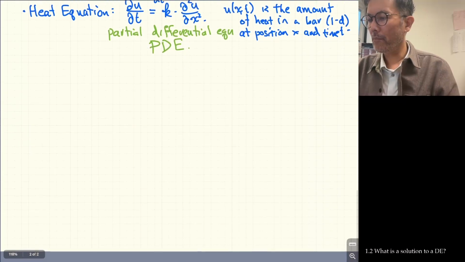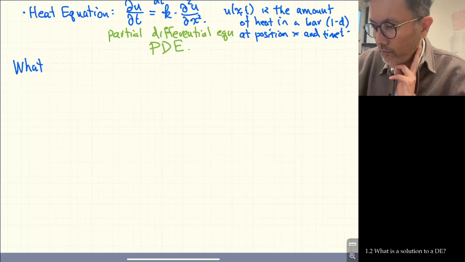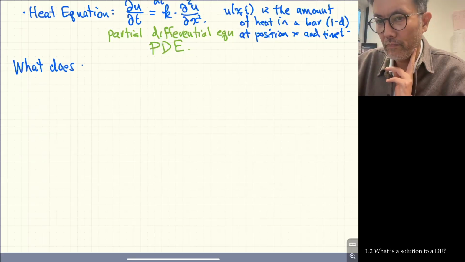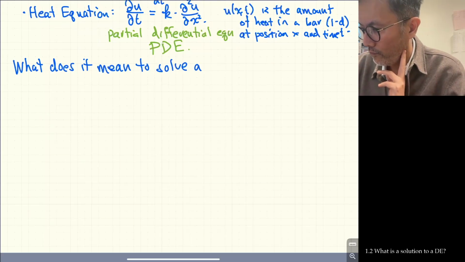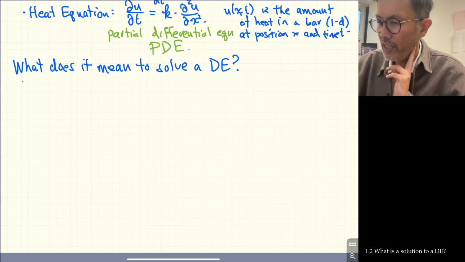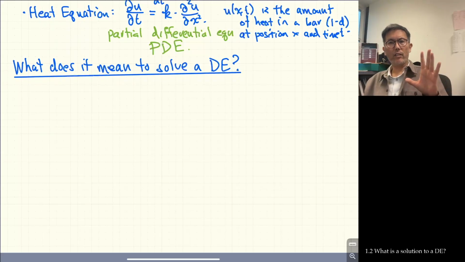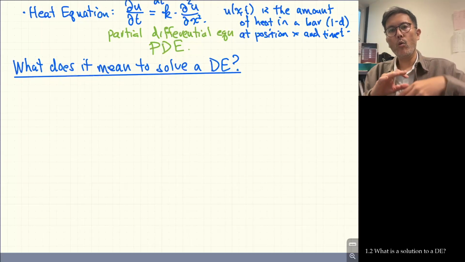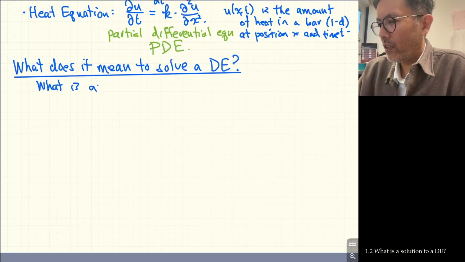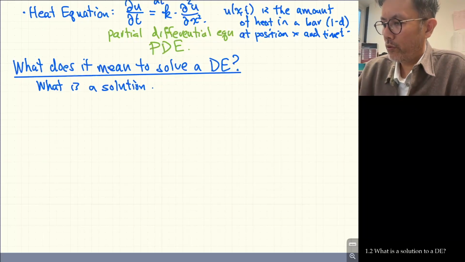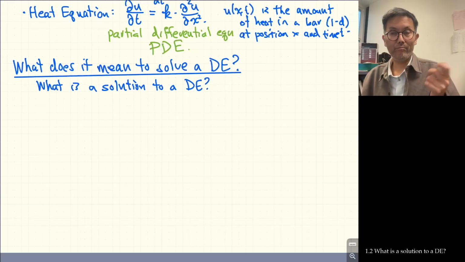But what does it mean to solve a differential equation? That's going to be my next topic here. Before I get there, let me ask maybe a smaller question. What is a solution to a differential equation? It's a good question.